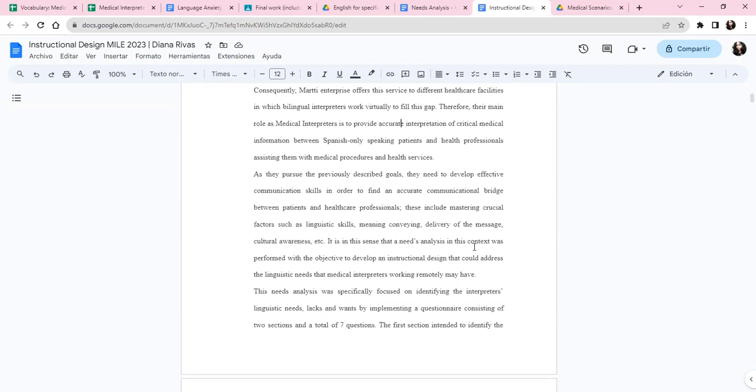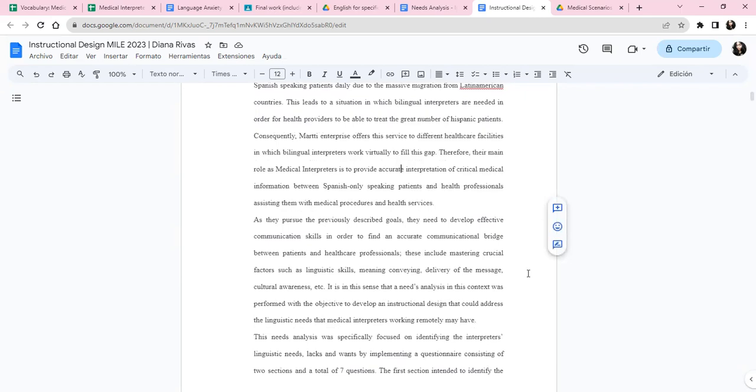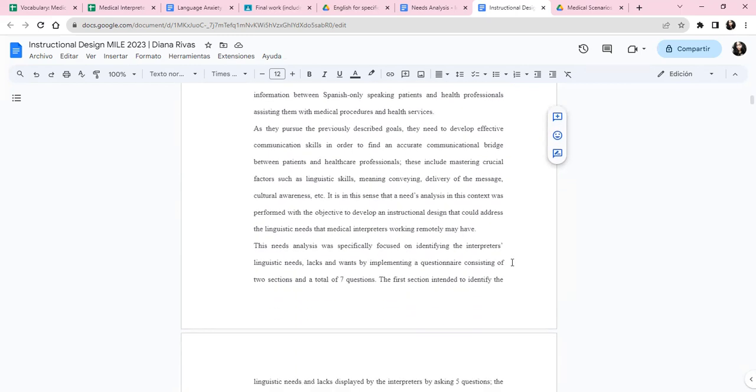And in this sense, we carried out research in order to know which are the linguistic skills that these interpreters are currently needing in order to make an accurate interpretation. We know that there are different skills. You need to be able to be a cultural broker. You need to be able to convey meaning correctly. You need to be able to memorize. You need to be able to take notes accurately and to remember what those notes said. But among all of those skills, we have linguistic skills.